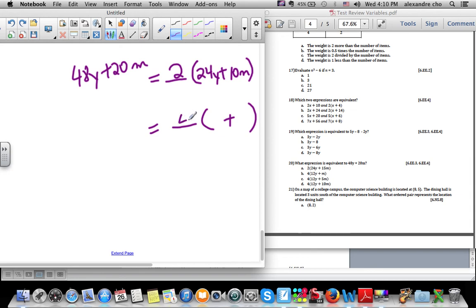Well, let's take the 4 out. Factor the 4 out. 4 goes into 48 12 times, and 4 goes into 20 5 times. So 12y and 5m, by the way. So we're looking for something that says 12y plus 5m, and the only one that has that is... none of them. No, yes, B, C. Correct answer, C.